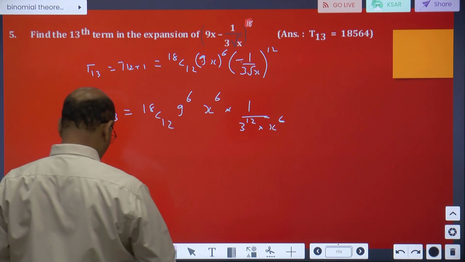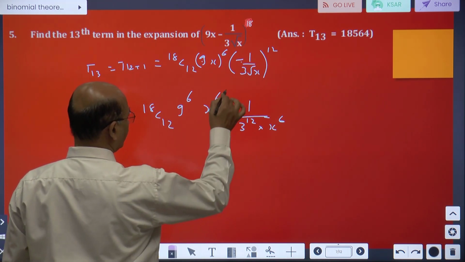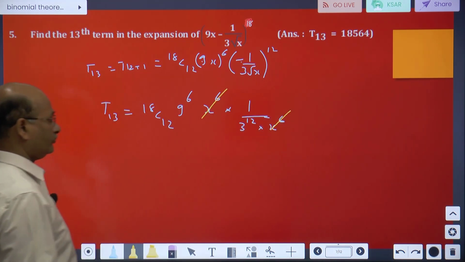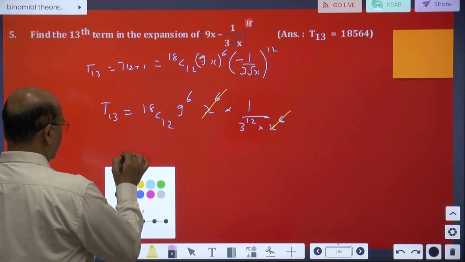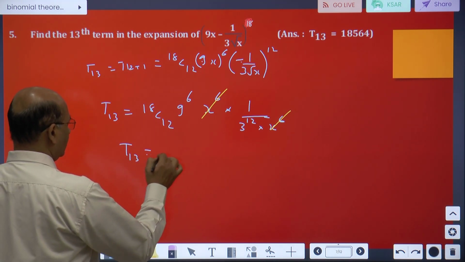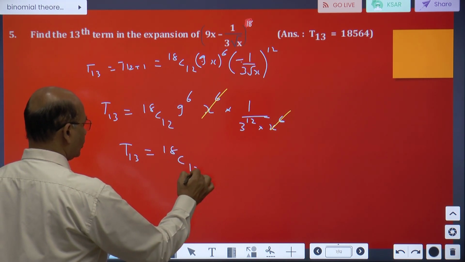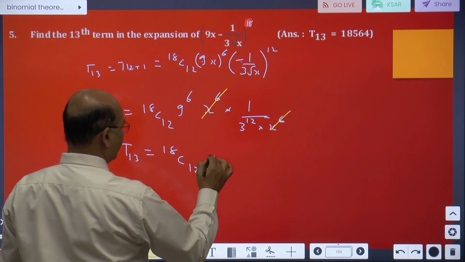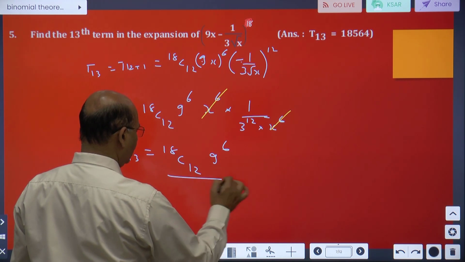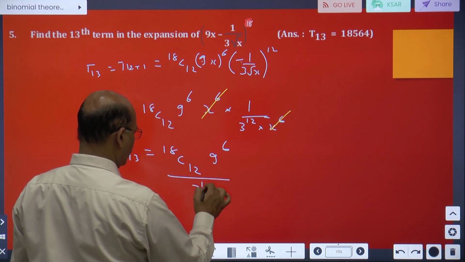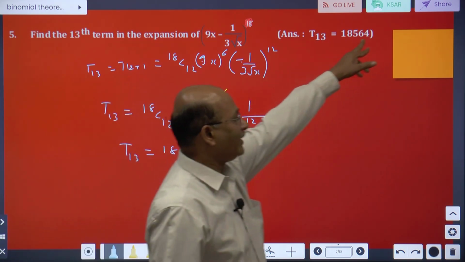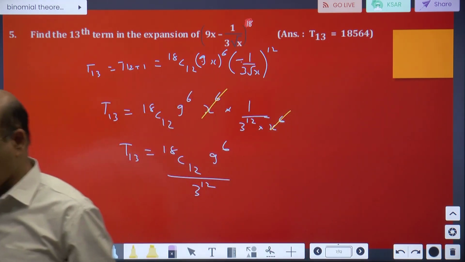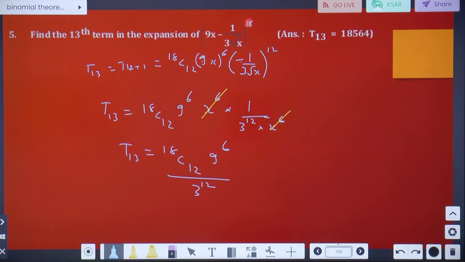So what happens now? I quickly cancel it out. So what happens now? I finish out with this T13, 18C12, 9 raised to 6 upon 3 raised to 12. Can you calculate this on your own? I think you should get 18564. Please try it out. I give this 1 minute for you.